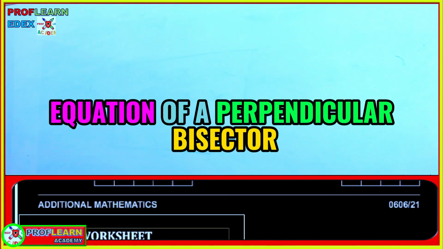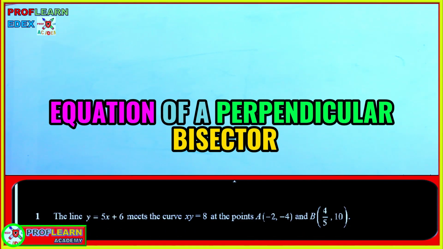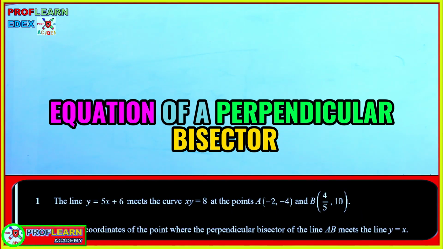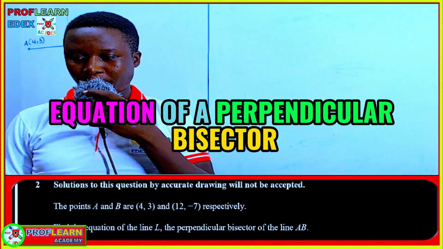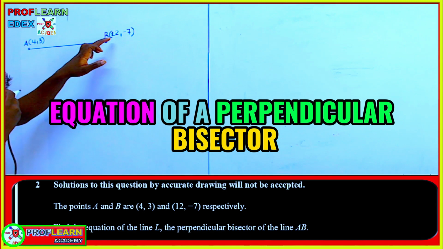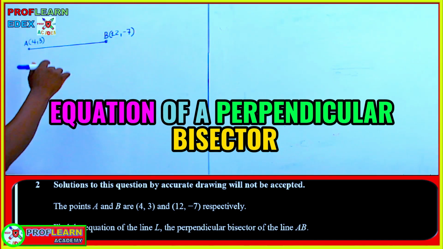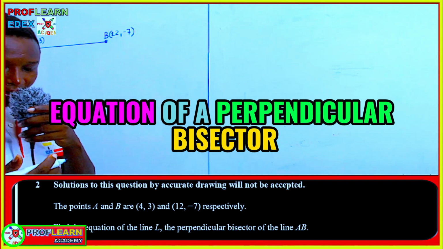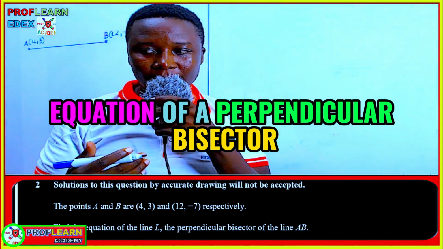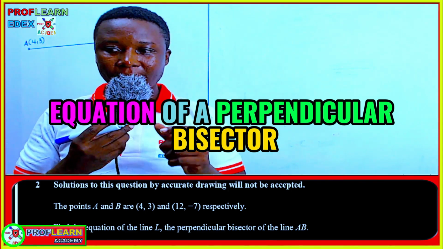You will be able to work out the equation of a perpendicular bisector. This is a video that will enable you to know exactly how you are supposed to do it. Here we're told that points A and B are (4, 3) and (12, -7), and then we are supposed to find the equation of a line L, which is a perpendicular bisector of the line joining A and B.